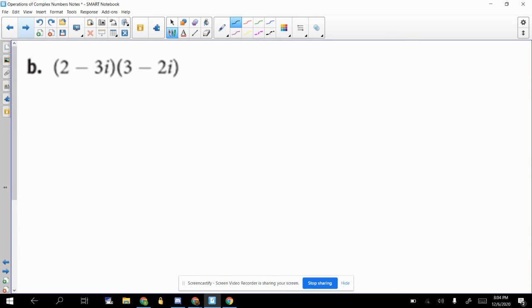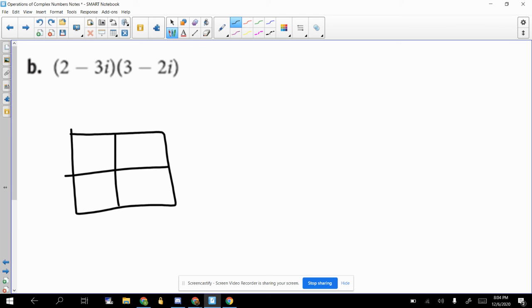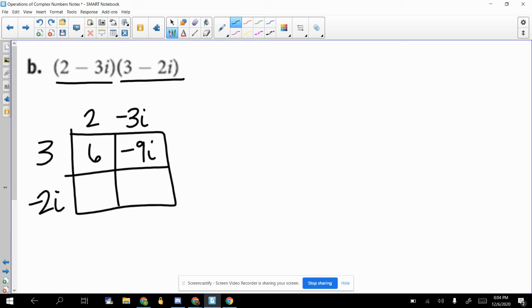Awesome. Then let's try one more using the box method. So I'm going to go ahead and draw in my box here. I have 2 minus 3i. That's my first complex number. And then I have 3 minus 2i. Then you're going to multiply each box. So 3 times 2 is 6. 3 times negative 3i is negative 9i. Negative 2i times 2 is negative 4i. And negative 2i times negative 3i is 6i squared.